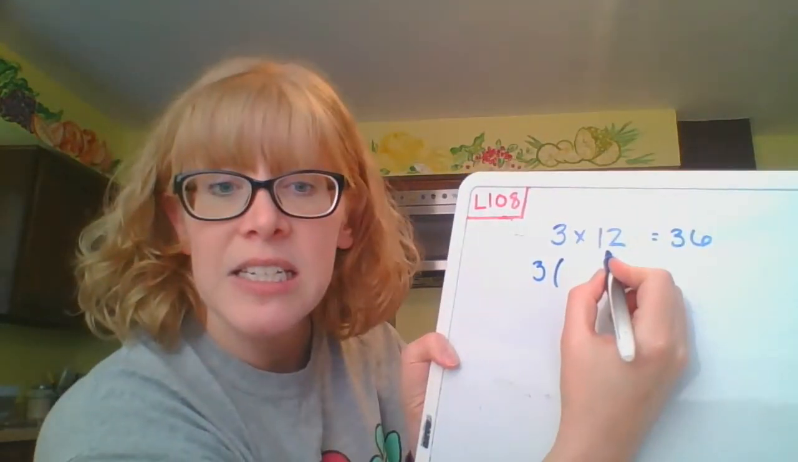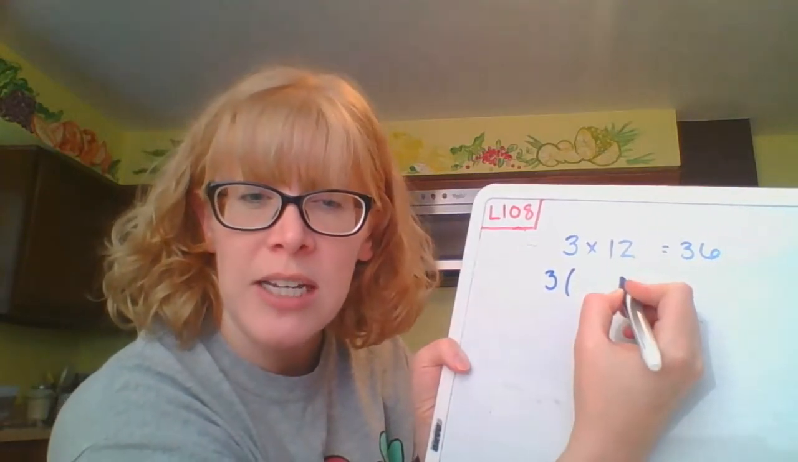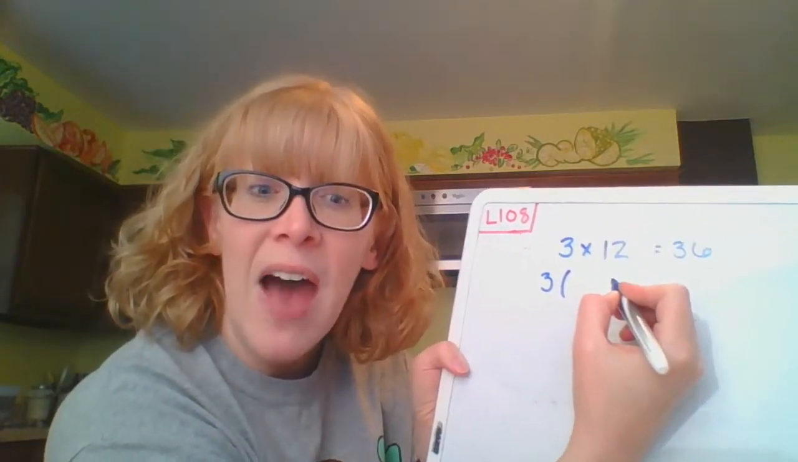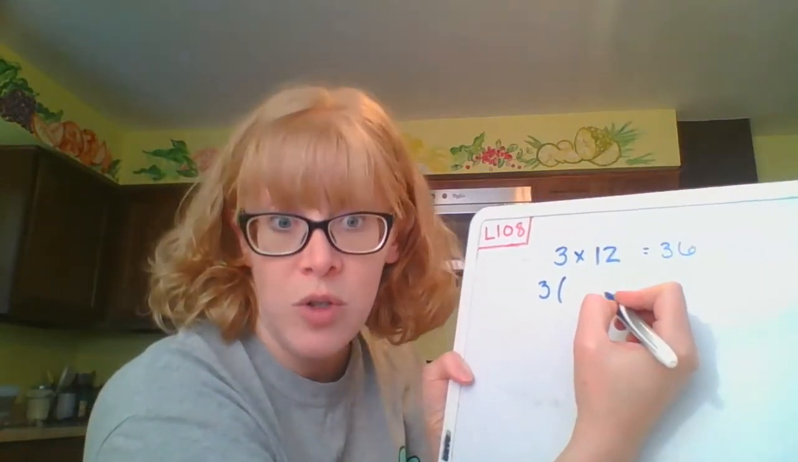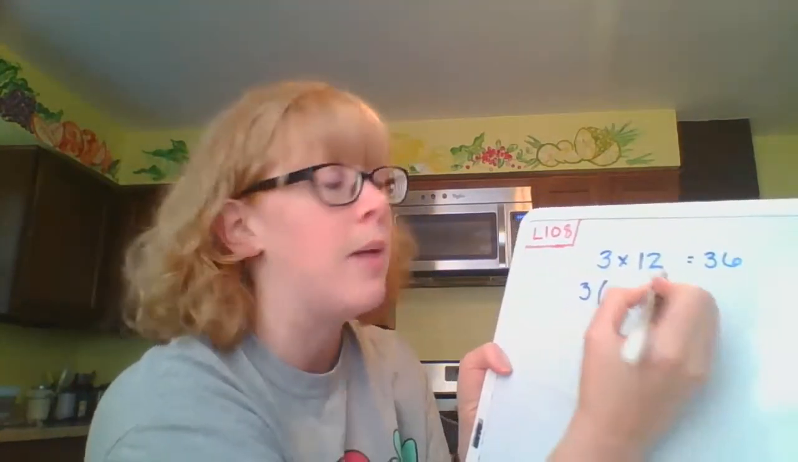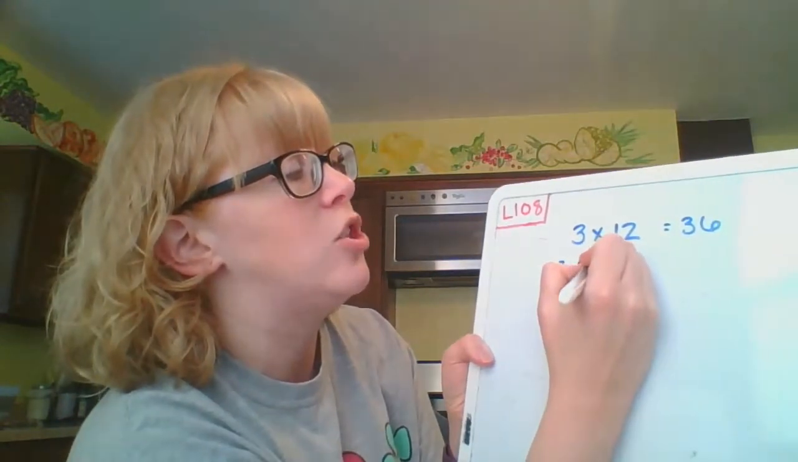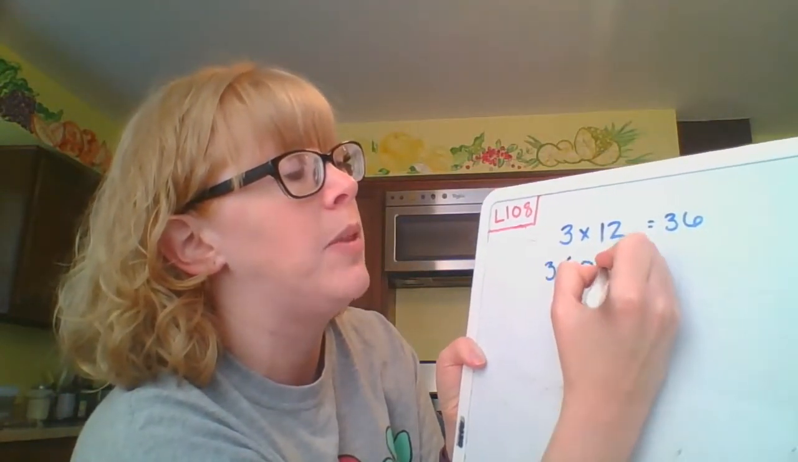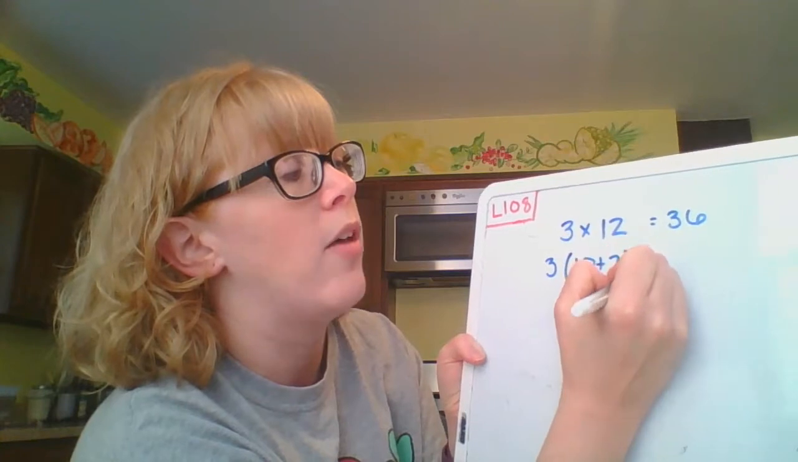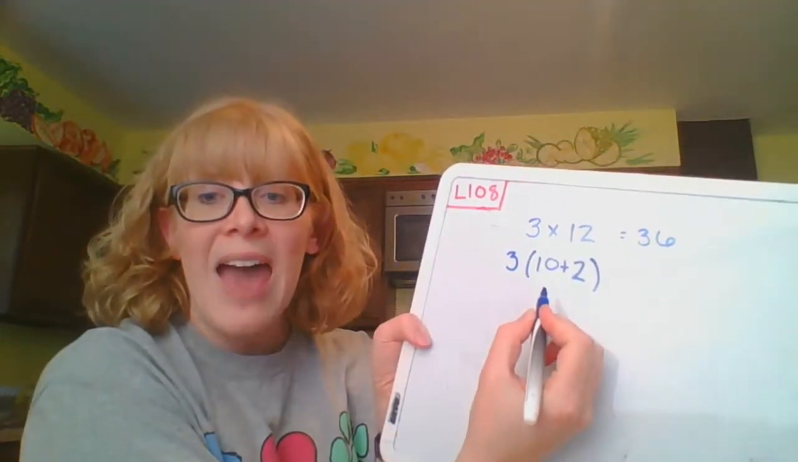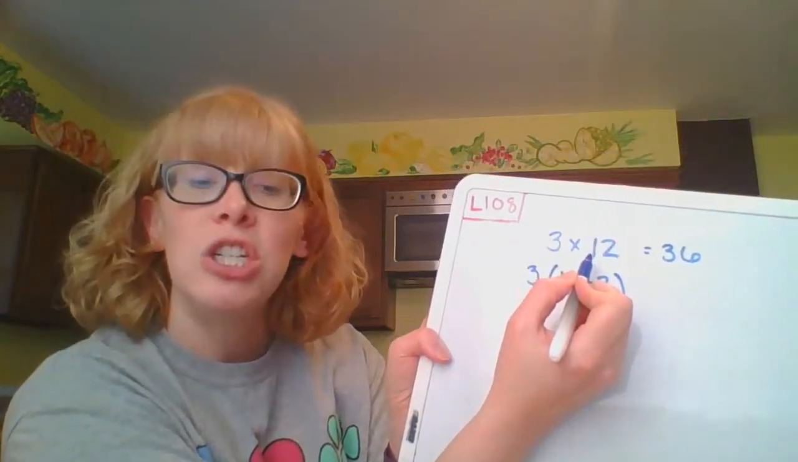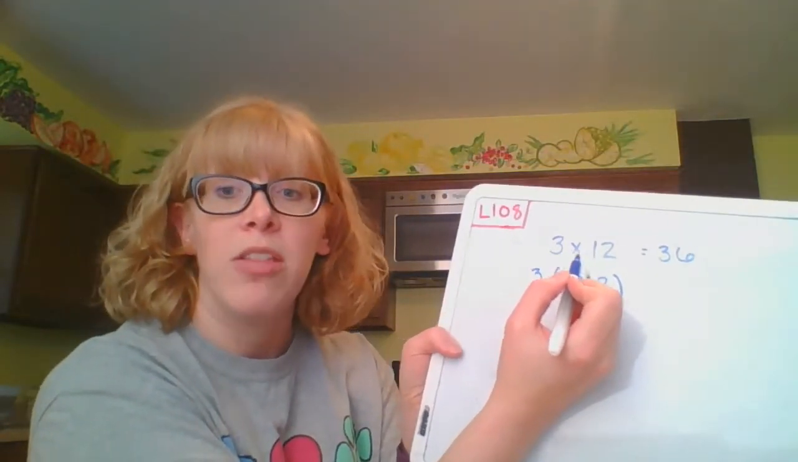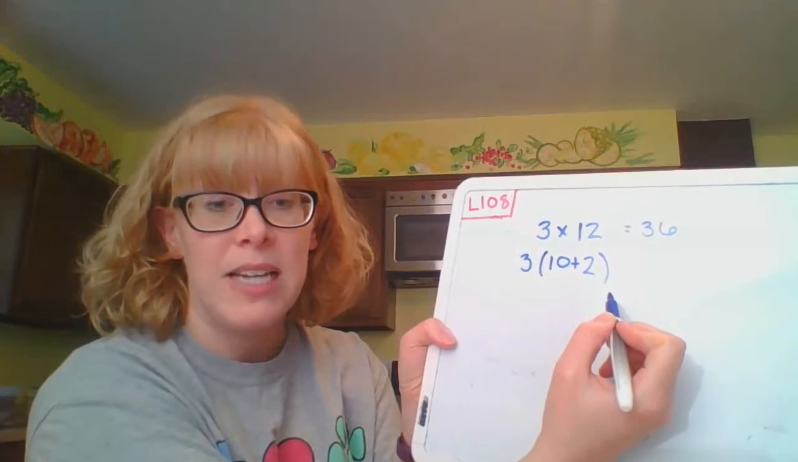And if I look at 12 and I want to chunk it into numbers, a lot of times 5s and 10s are easier for us. 2s are usually pretty easy because you're just doubling a number. I'm going to change this to 10 plus 2 because 10 plus 2 equals 12. So this is the exact same problem as this problem. It's just written a different way. 3 times 12, this is technically 3 times 12.